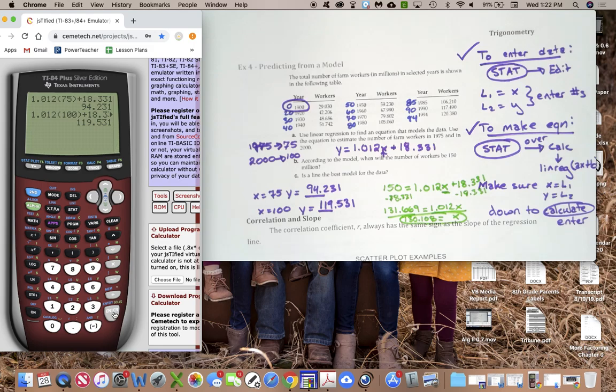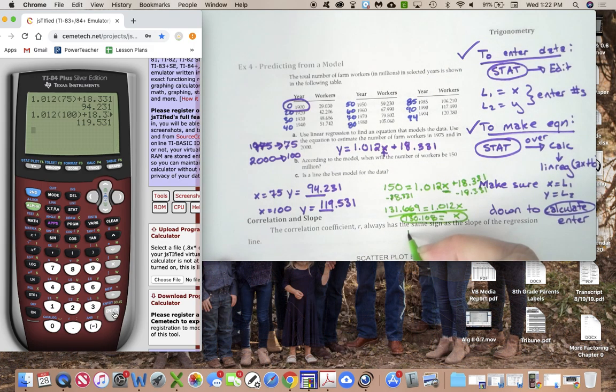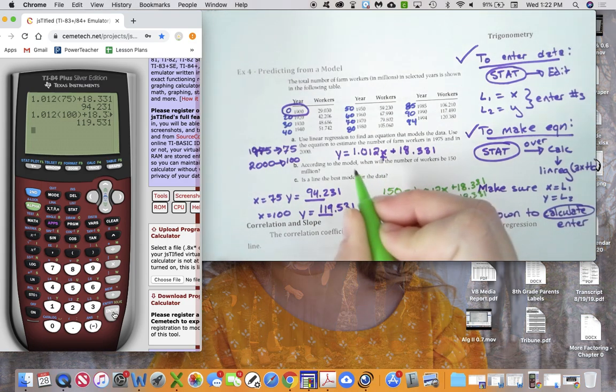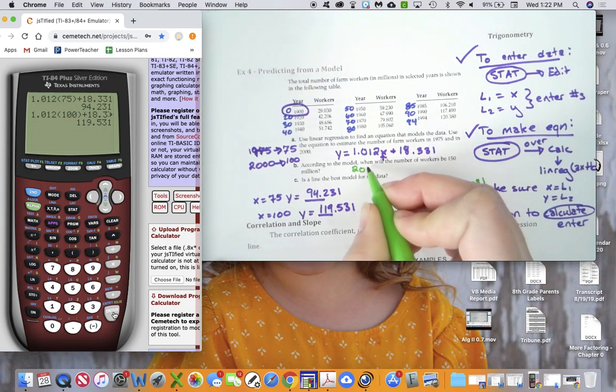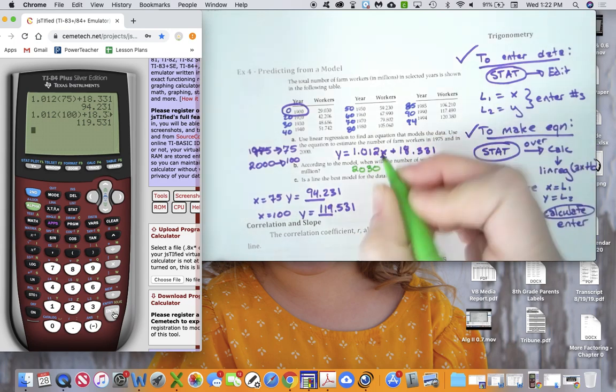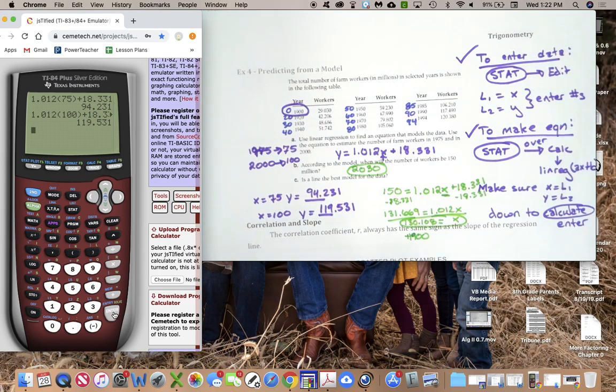So I'm going to add that 1900, and it is going to be the year 2030, approximately. It is the year 2030 because we add that to 1900. Yes?